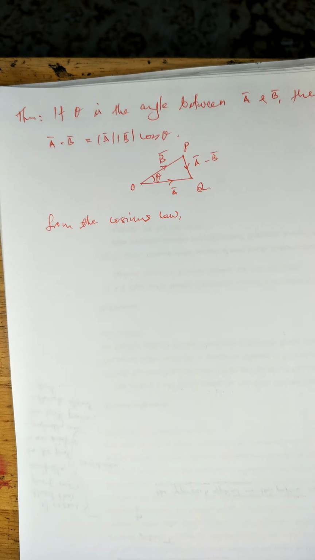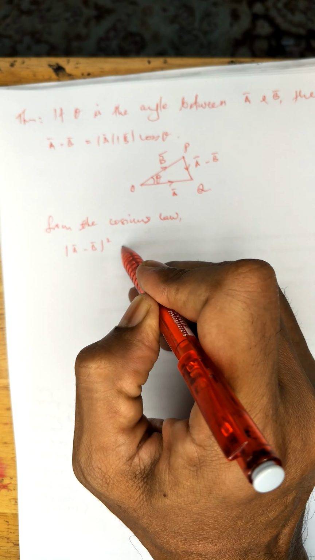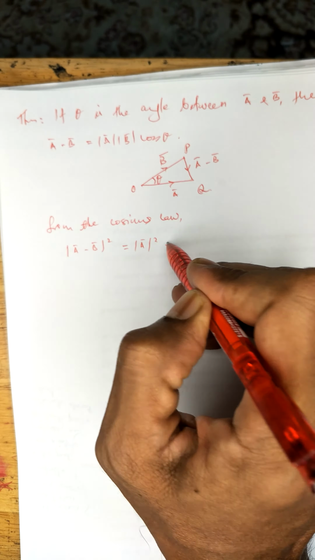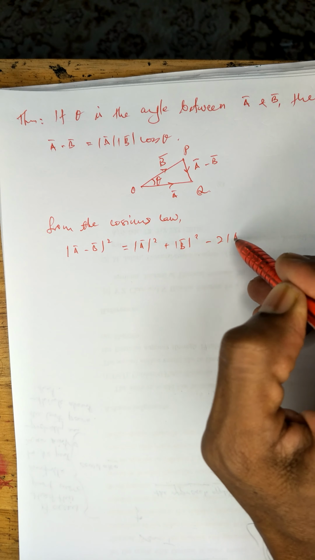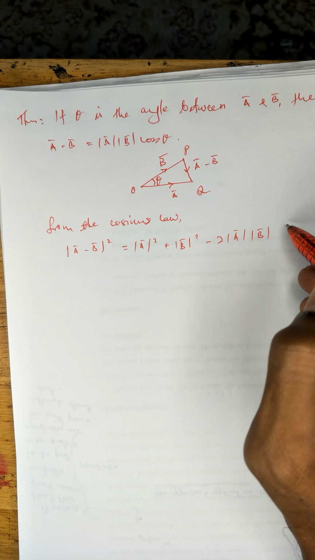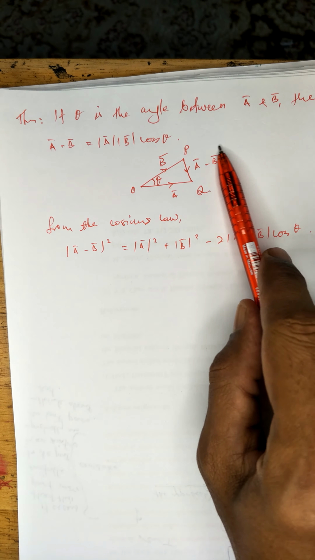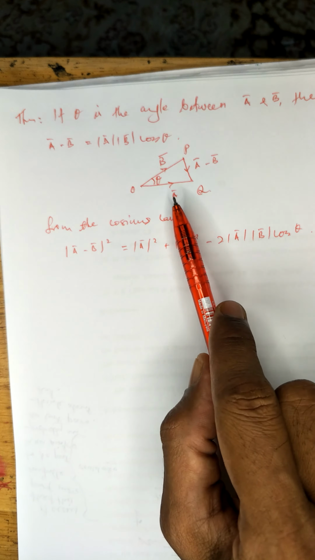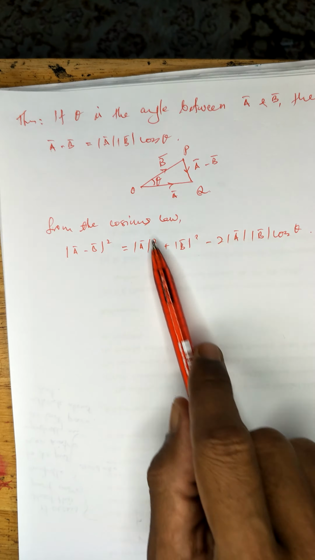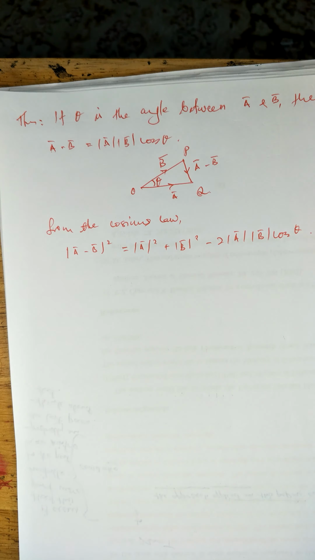So we have the magnitude of A minus B squared equal to the magnitude of A squared plus the magnitude of B squared minus 2 magnitude of A magnitude of B cos theta. You want to find the length of that, which is given as the length of this squared plus that squared minus 2 times the lengths of A and B and then cos of theta. So this is the cosine law.